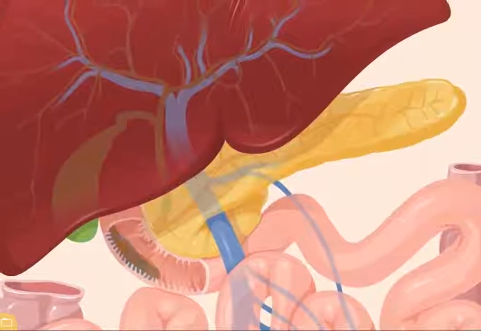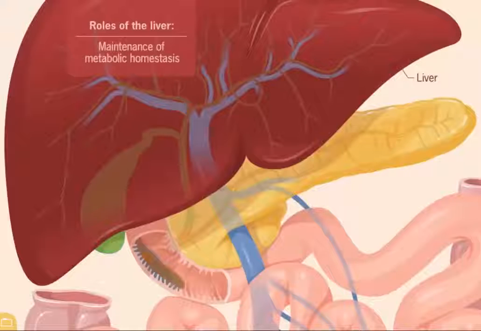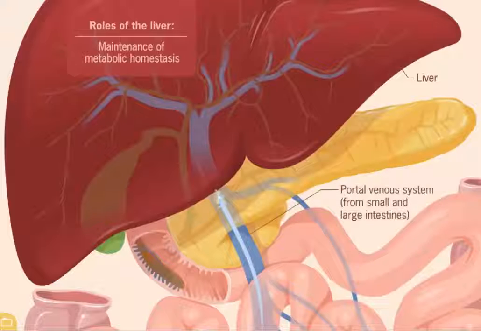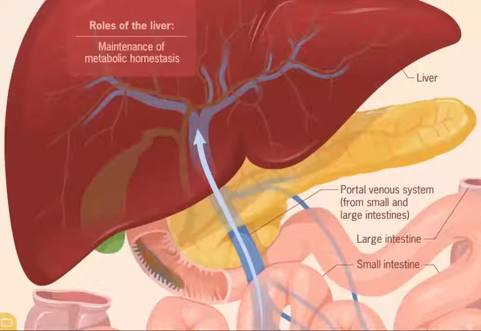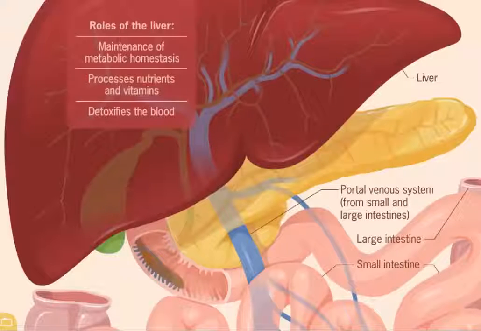Located above and in front of the pancreas, the liver has many roles, including the maintenance of metabolic homeostasis. The liver maintains this because it receives most of the blood flow via the portal venous system from the small and large intestines. This blood contains nutrients absorbed during digestion. The liver processes these nutrients and vitamins and helps detoxify the blood passing through the portal venous system.